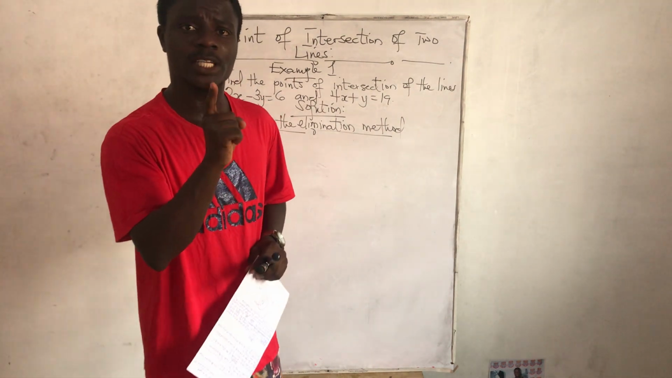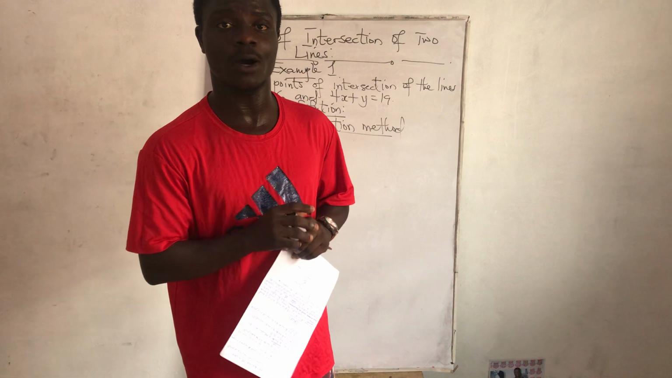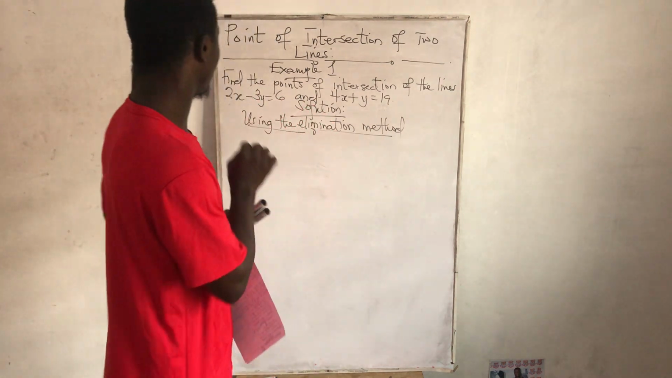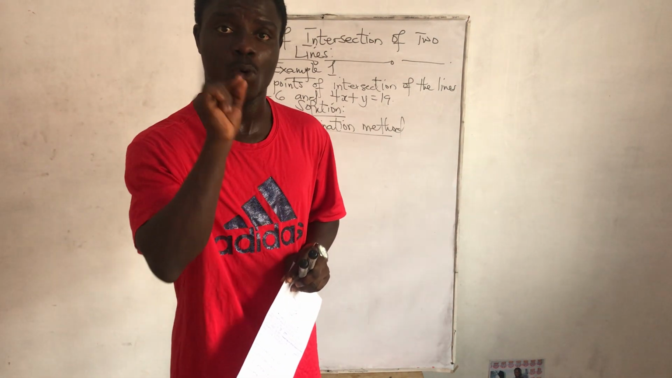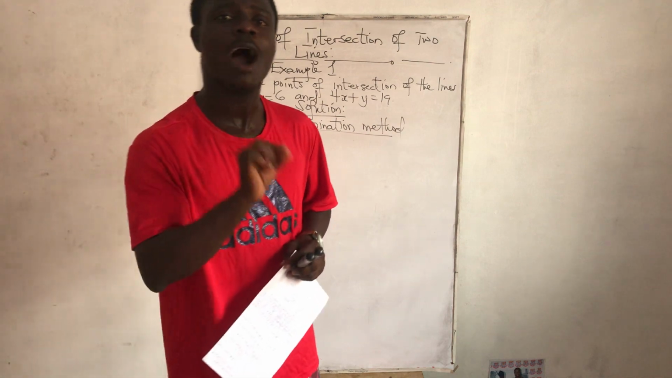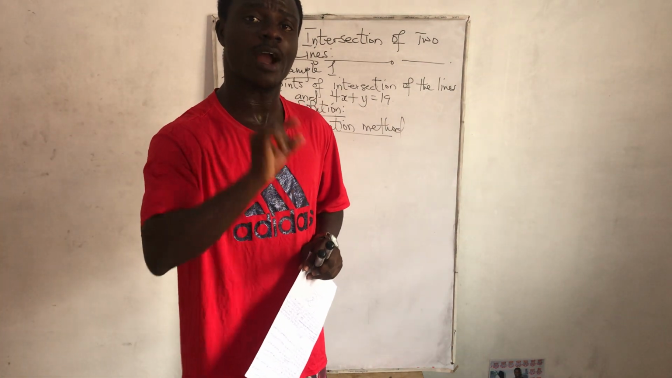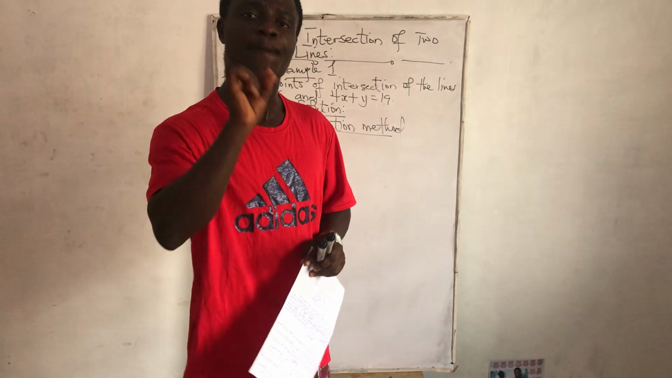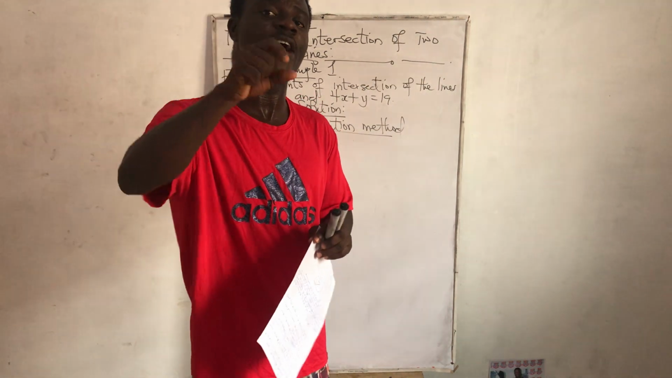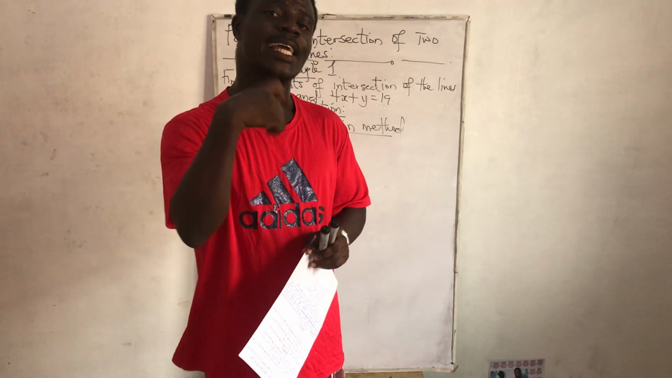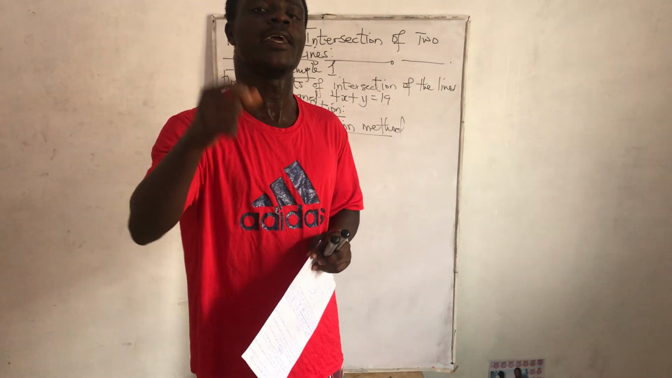Elimination means to get rid of a variable. Here we are getting rid of the variable y. We want the variable y to go to 0. So how can we let this variable y go to 0? If you want y to go to 0, make sure that the coefficient of y in equation 1 is the same as the coefficient of y in equation 2.